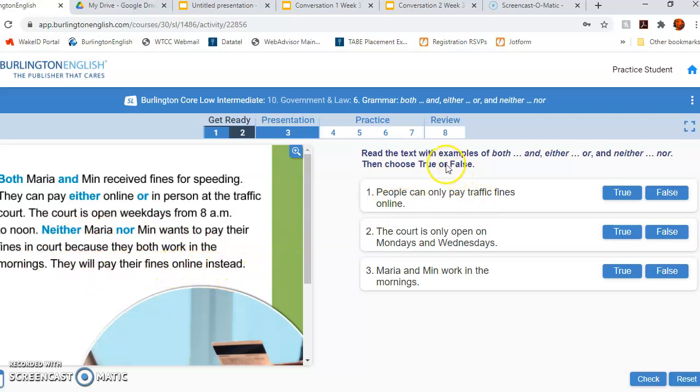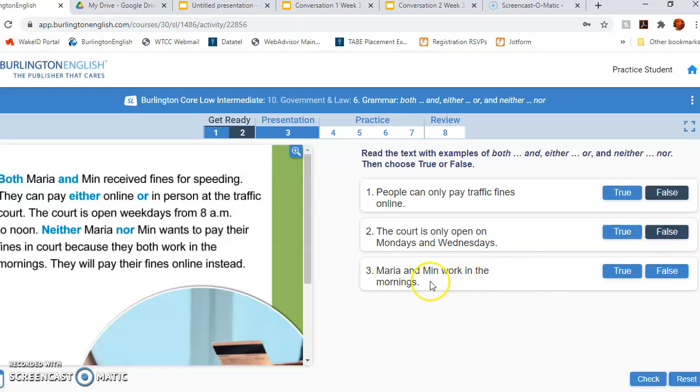So let's see if we can understand this, true or false. People can only pay traffic fines online. So that would be if there was just one choice. But here we have either online or in person. So we know there's 2 choices. So here, this is false. The court is only open on Monday and Wednesdays. No, it is open weekdays. Weekdays refers to every day, Monday through Friday. Monday, Tuesday, Wednesday, Thursday, Friday. So that's also false.